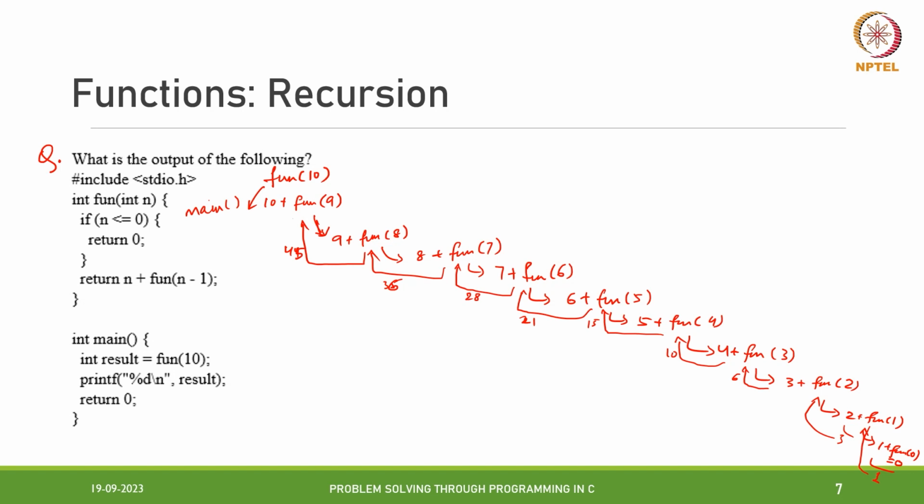That means 45 plus 10. What will be returned from this function? It will be 55. So the function fun of 10 will return 55 to the main function. So 55 is going to be returned here, and what will be printed here will be 55. So you see how recursion works. This is a basic example of a recursive function.